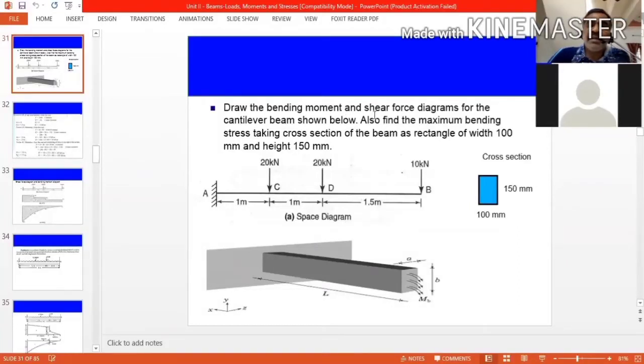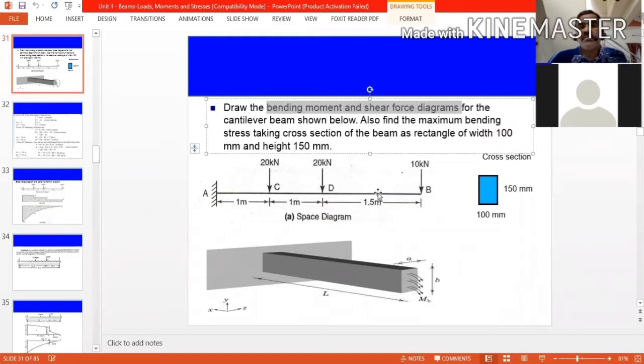Draw the bending moment and shear force diagram for the cantilever beam shown below. What is bending moment diagram and shear force diagram? Also find the maximum bending stress, taking the cross section of the beam as rectangular, of width 100 and height 150 millimeter.